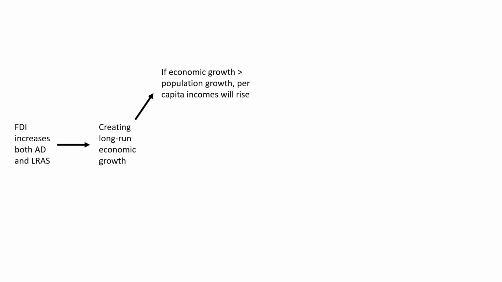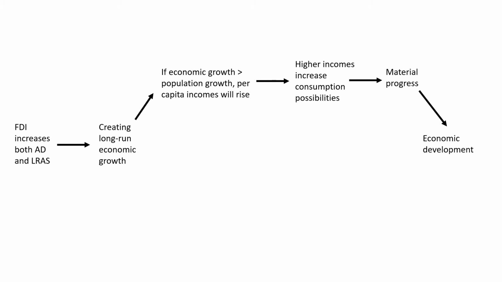So let's review some of these important logic chains then about how FDI might trigger economic growth and economic development. So we know already that FDI increases both aggregate demand and long-run aggregate supply. So it will create long-run economic growth. If the rate of economic growth is faster than the rate of population growth, per capita incomes will rise. Higher incomes will increase consumption possibilities. That will generate material progress, which in turn triggers economic development.